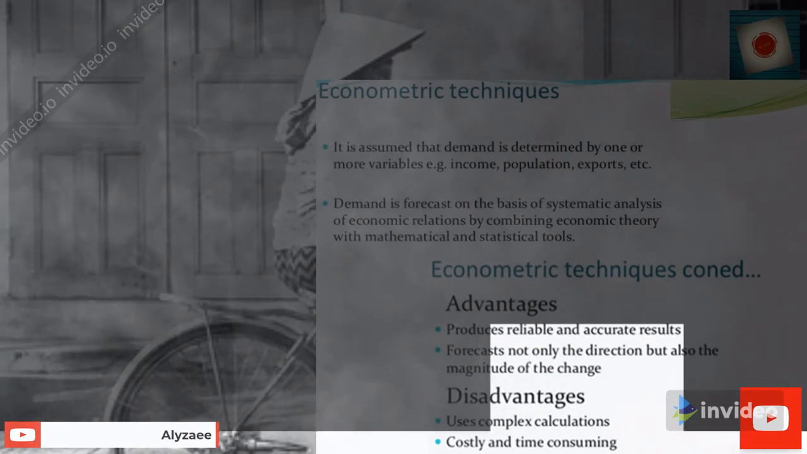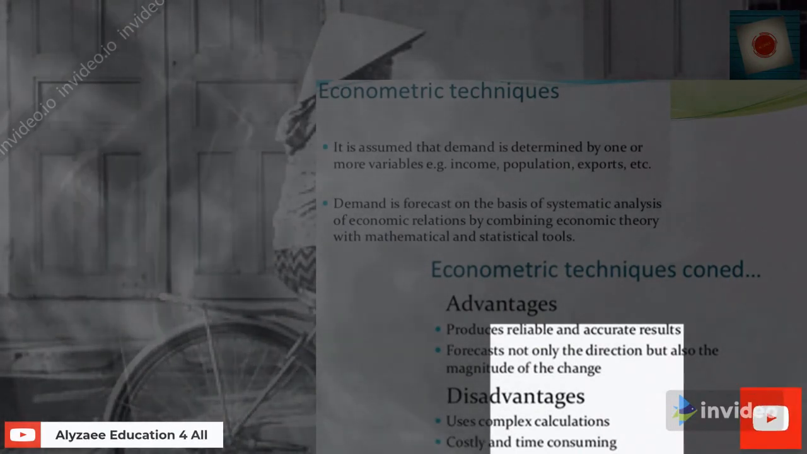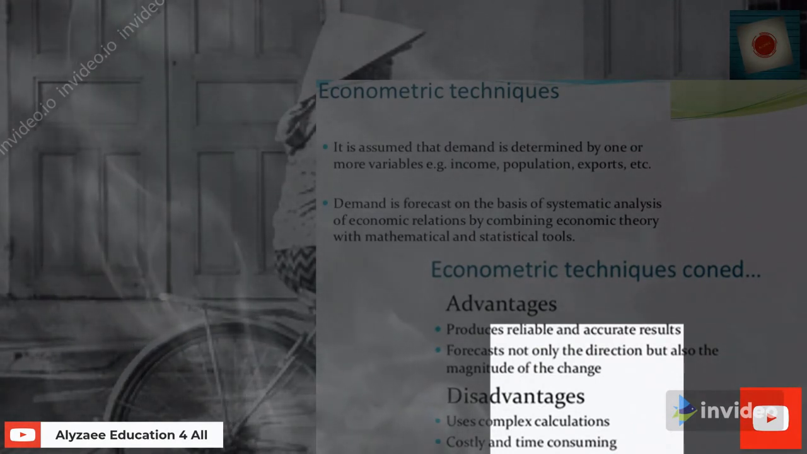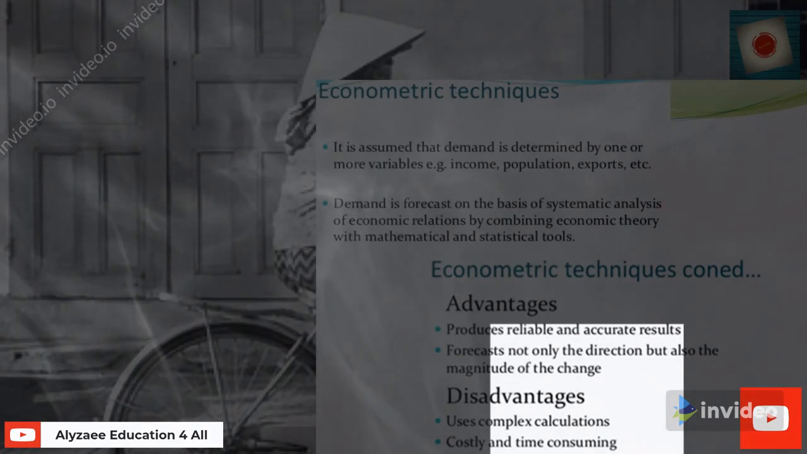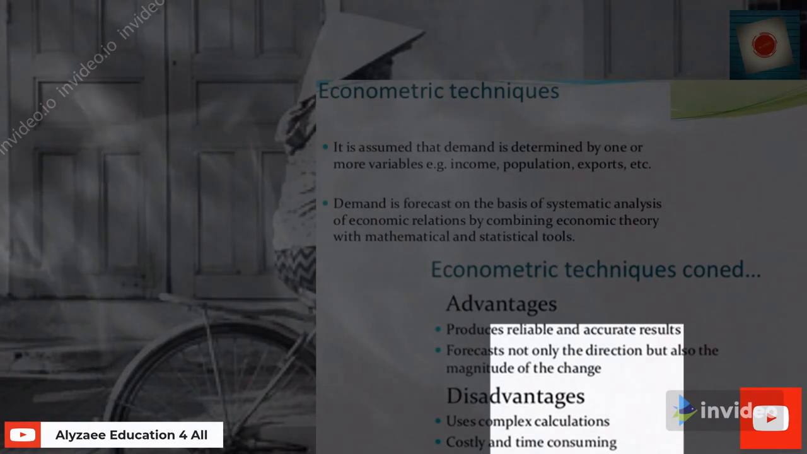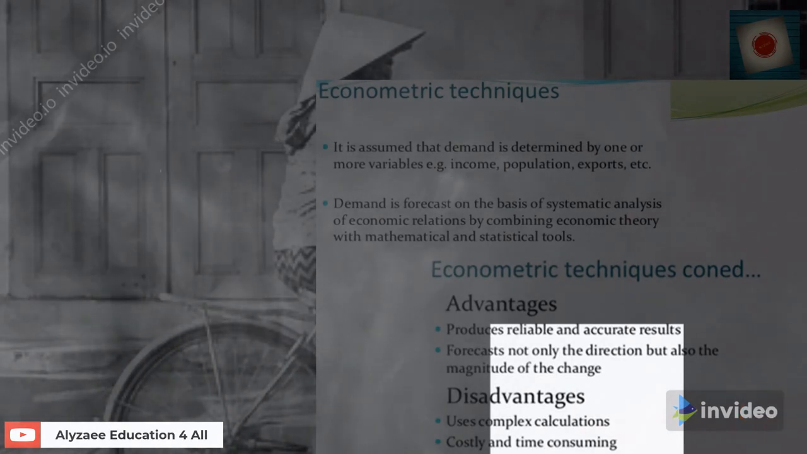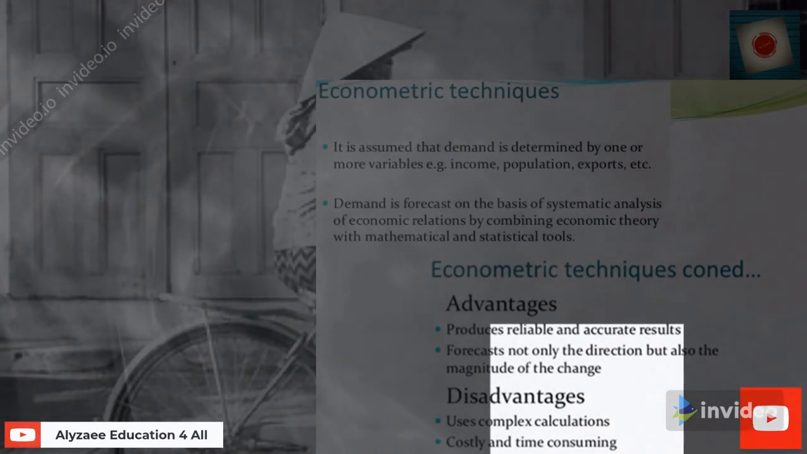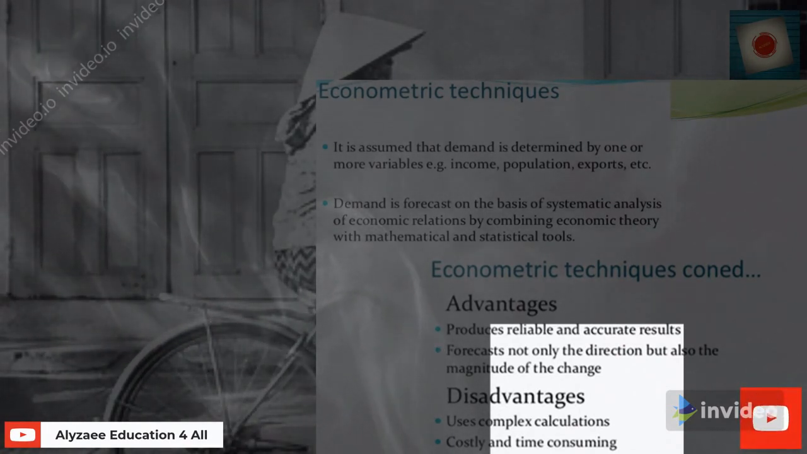Econometric techniques. It is assumed that demand is determined by one or more variables, that is income, population, or exports, etc. Demand is forecast on the basis of systematic analysis of economic relations by combining economic theory with mathematical and statistical tools. So that gives the overview of the econometric. Econometric techniques also have advantages and disadvantages. They produce reliable and accurate results, and forecast not only the direction but also the magnitude of the change. So it means it has to be done on bigger plotting. Disadvantages: they use complex calculations, and are costly and time consuming.